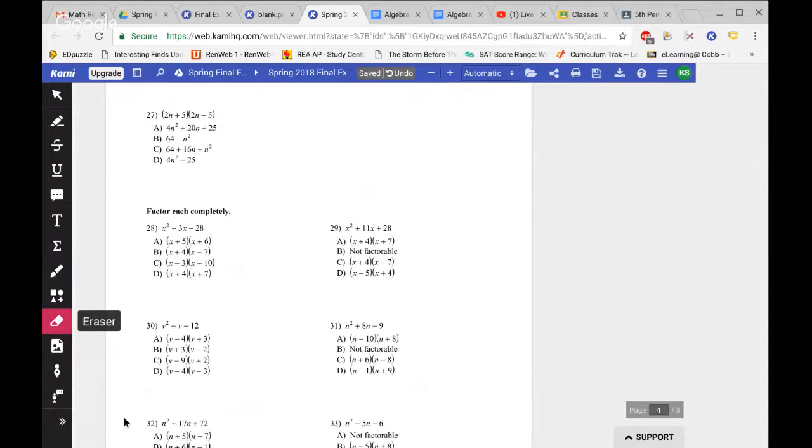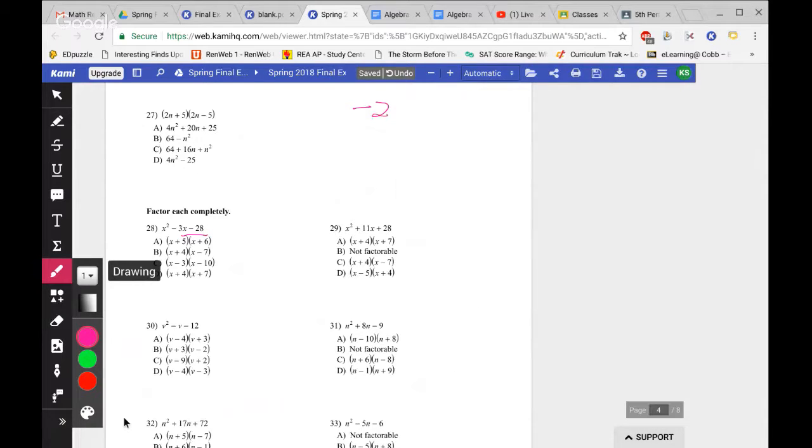Yes. Okay. So on number 28, what you're doing is you're looking for two factors that multiply together to give you a negative 28, that when you combine them, give you a negative 3. So let's think about the factors of negative 28. In order to get a negative number when you multiply, one of your factors is going to be negative and one is going to be positive. And the bigger one is going to be negative because we have a negative number. And when you combine negative and positive numbers, you find the difference and give the sign of the higher one.